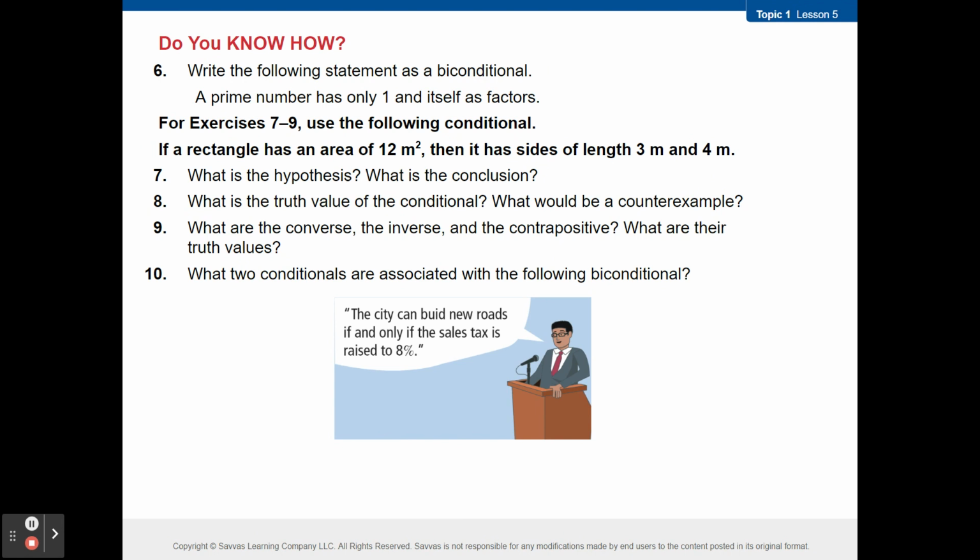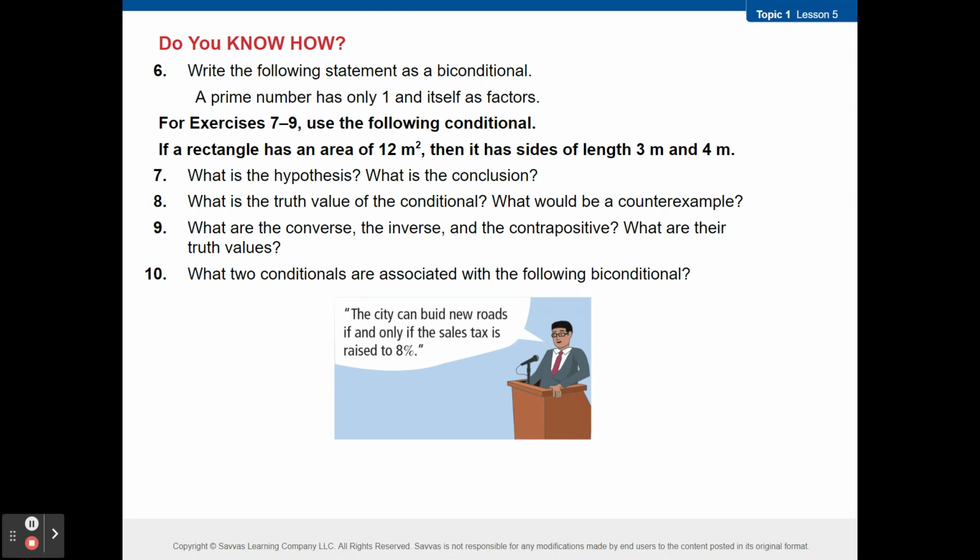Number 7. Okay, it says if a rectangle has an area of 12 meters squared, then it has side lengths of 3 meters and 4 meters. What is the hypothesis? What is the conclusion? Number 7. Who's got it? Go ahead. Okay, so hypothesis, rectangle has an area of 12 meters squared. Conclusion? Perfect. And then side lengths of 3 and 4 meters.